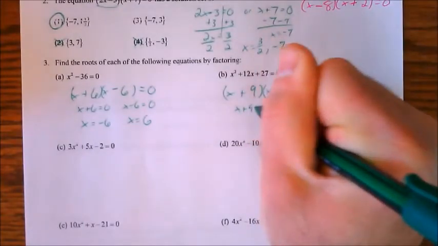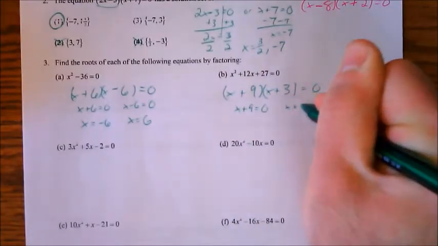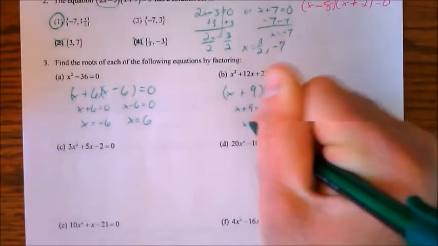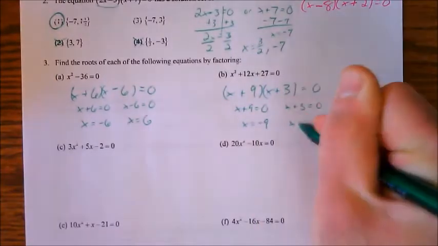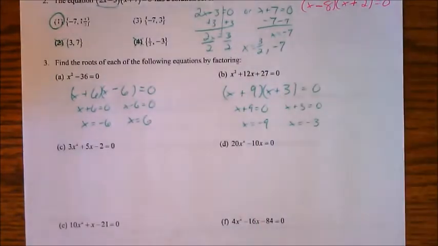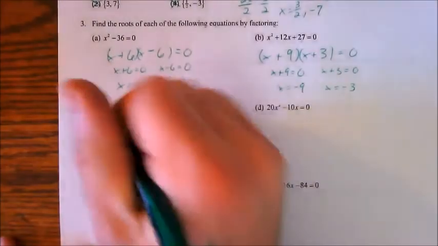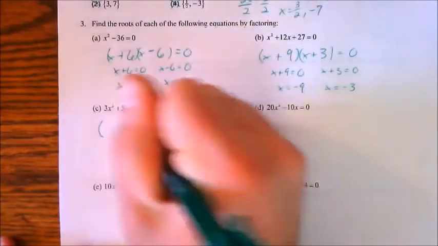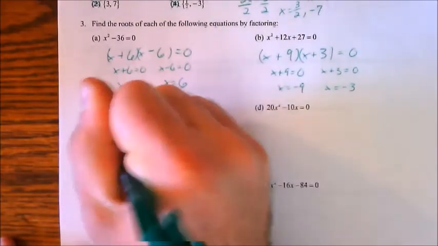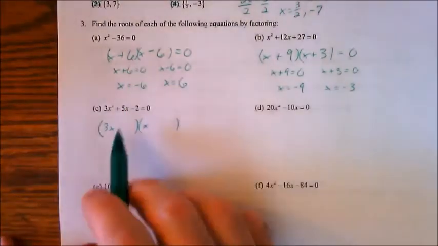Over here, x, I need two numbers that multiply to give us 27, add to give us 12. So 9 and 3. I need to combine to make positive 12. So I'm going to take each of those, set them equal to 0. So negative 9 and negative 3.